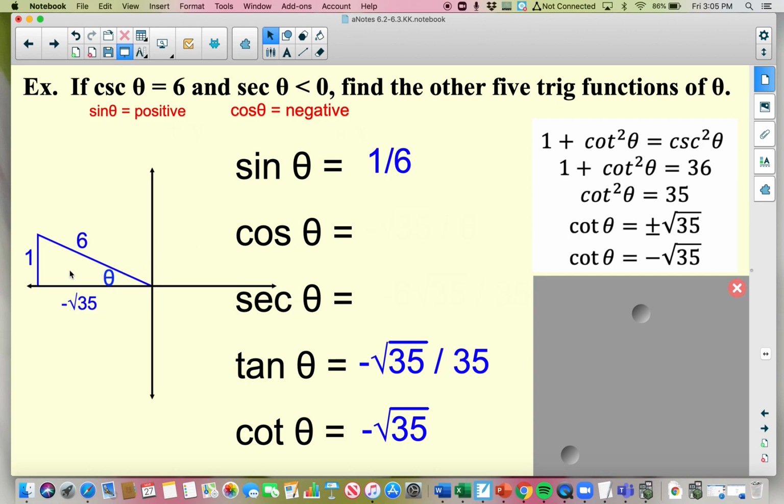Okay, then I could just use my triangle to figure out the cosine. Well, cosine is adjacent over hypotenuse, so that's negative square root of 35 over 6. And then secant is the reciprocal of that. So if I take the reciprocal and rationalize my denominator, I get negative 6 root 35 over 35. Okay, so a lot of little details in this question. Watch your positives and negatives. Think about the quadrant you're in. Visualize a triangle if you want. Do the algebra, whatever you prefer.